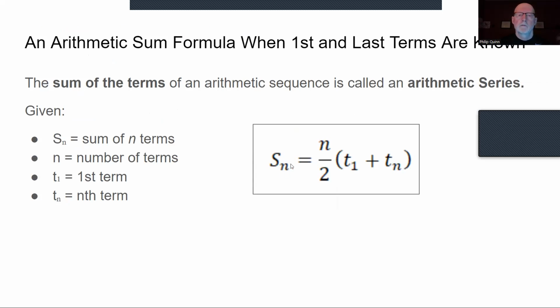S for the sum of so many terms will be the number of terms divided by 2, multiplied by the first term added to Tn, the term at the end, or a missing term we're trying to find, but oftentimes we think of it as the last term. In terms of our formula, we're talking about the last term here. Add the first and the last together, multiply by half the number of terms, and we get the sum of that many terms. So Sn, the sum of n terms. N is the number of terms, T1 is the first term, and Tn is the nth term.